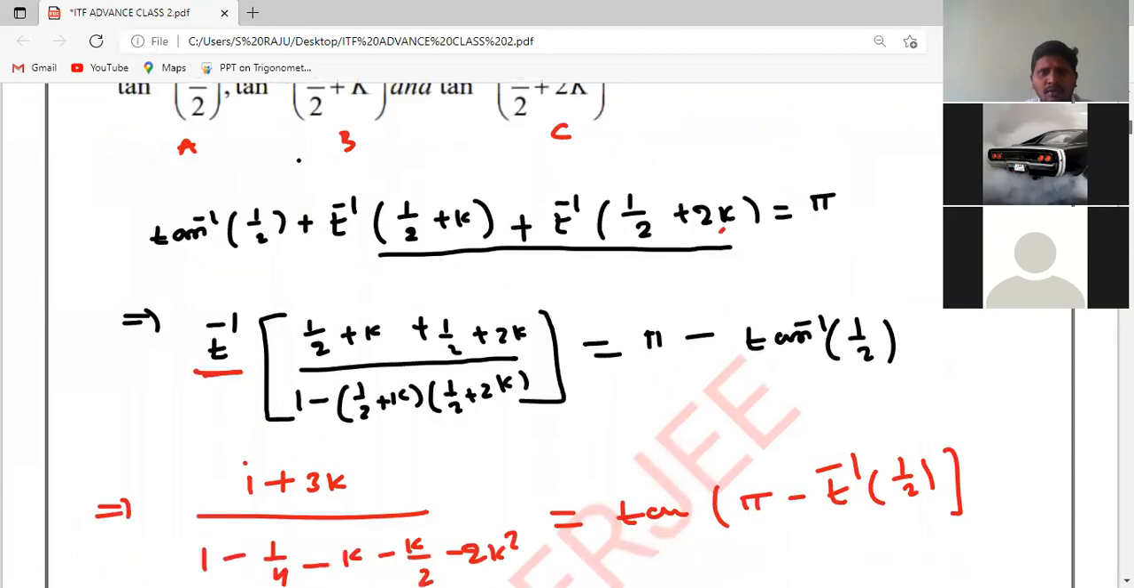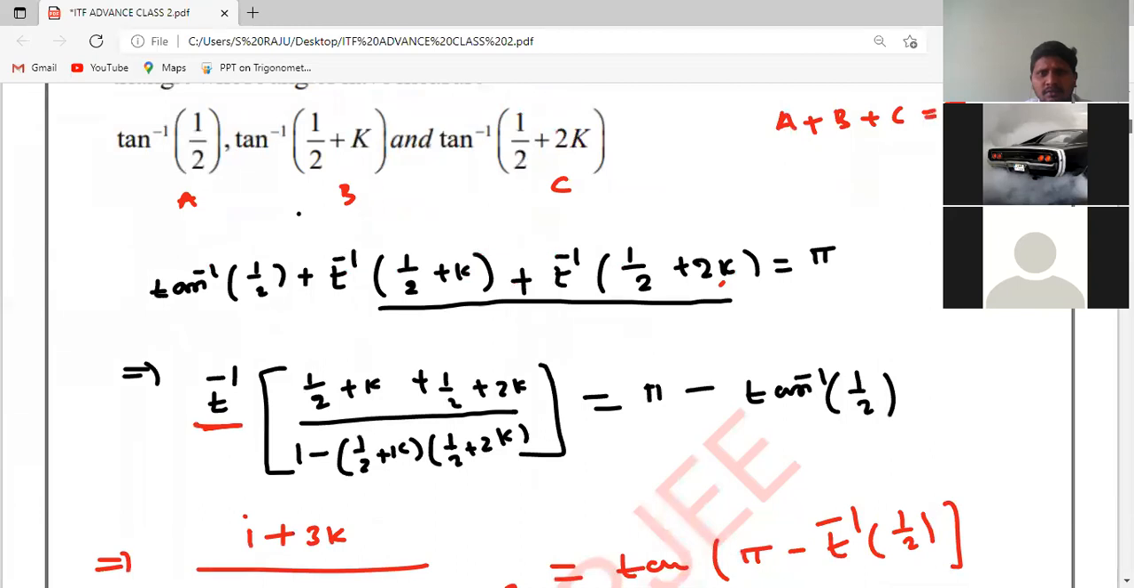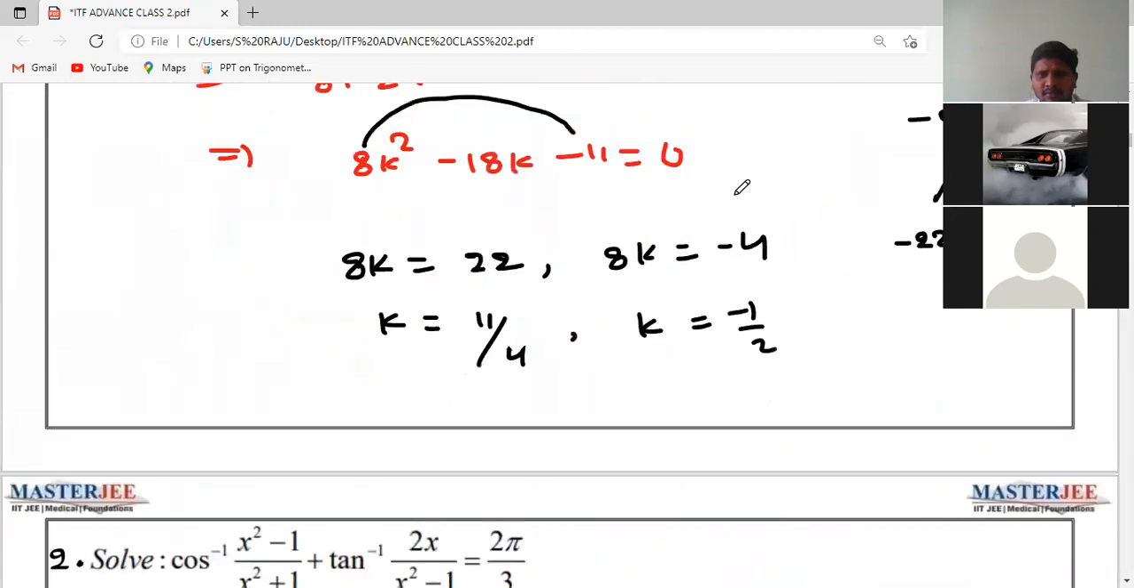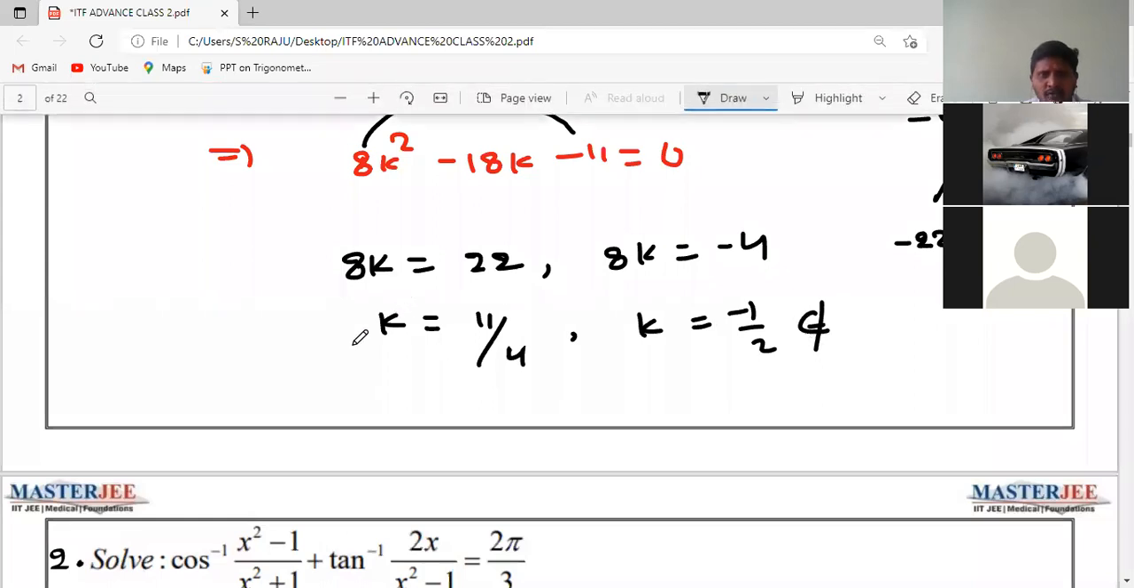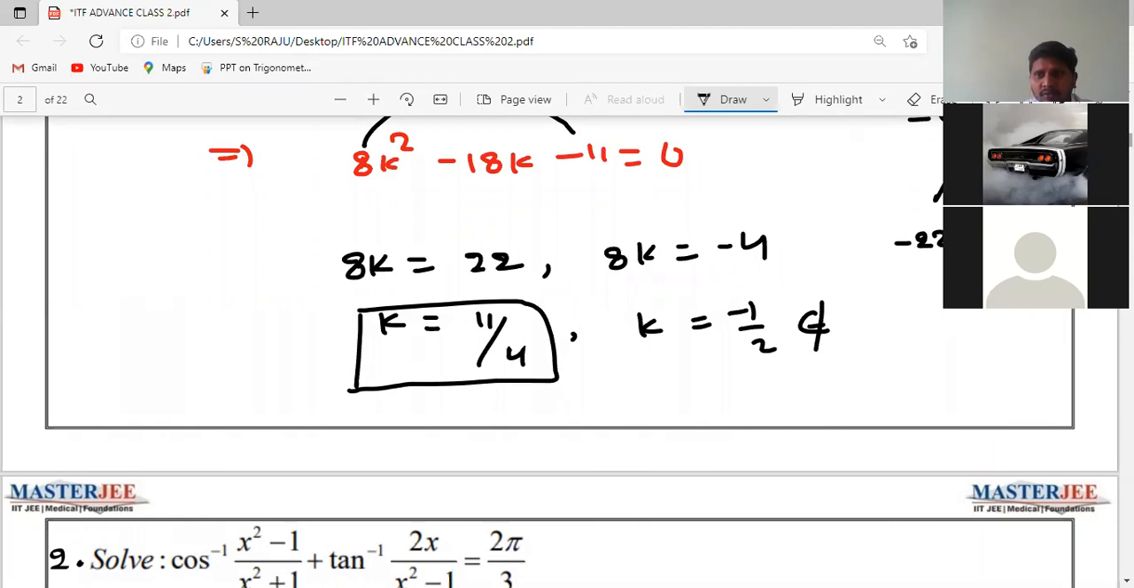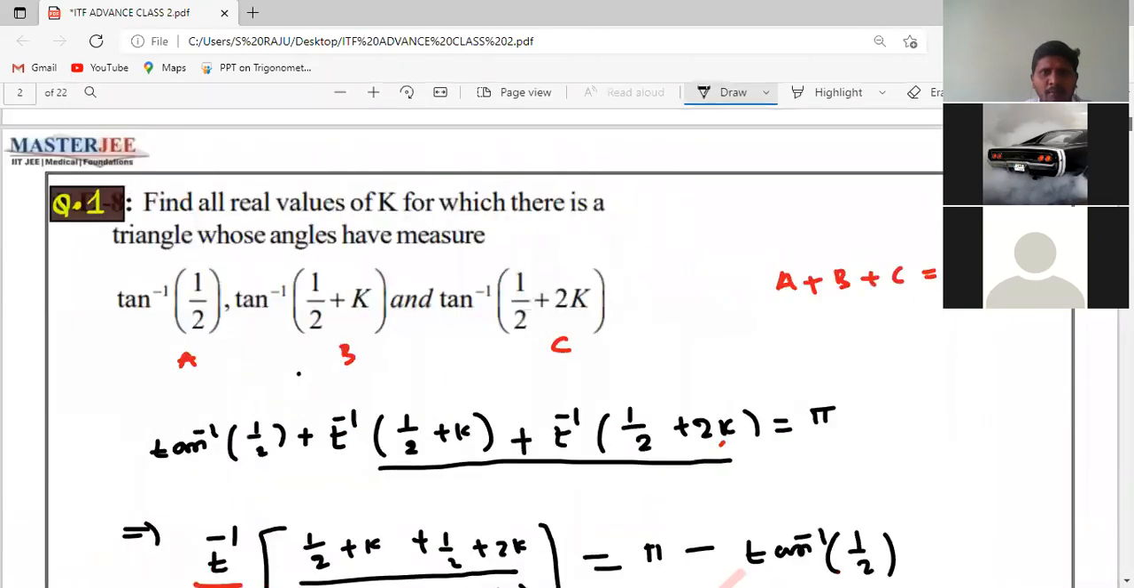So negative 1 by 2 and positive 1 by 2 means tan inverse of it does not exist. For k is equal to minus 1 by 2 it doesn't exist. So k is equal to 11 by 4. It should be a positive value.